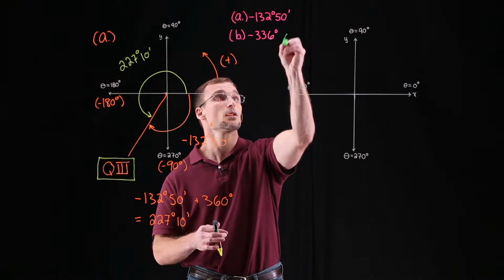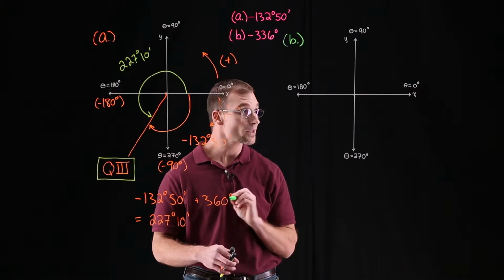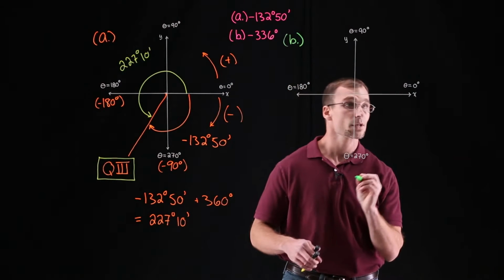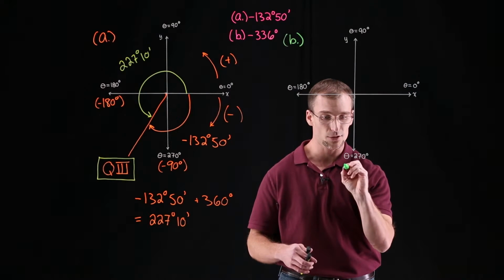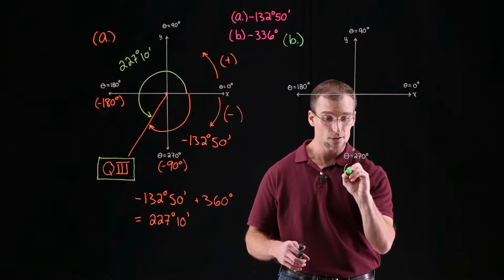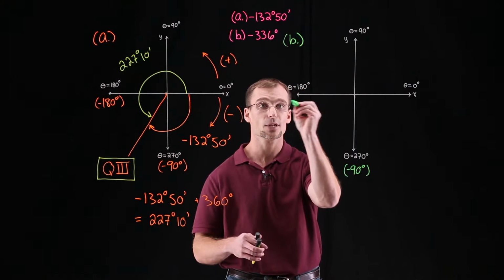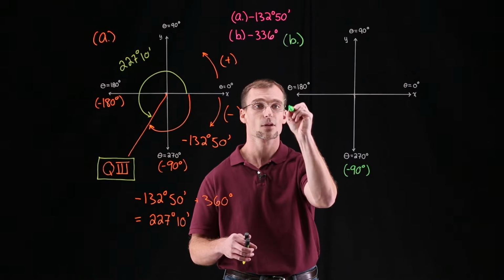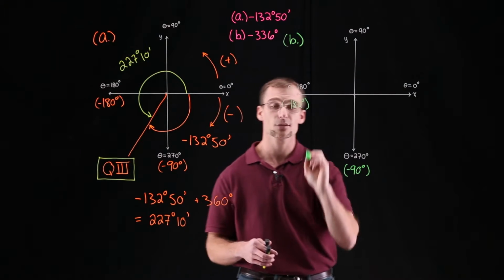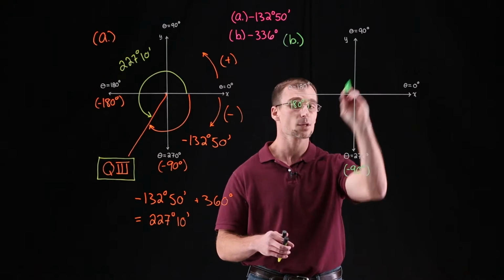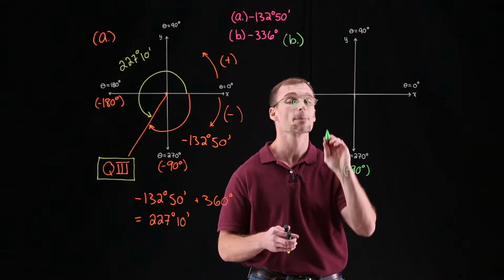For angle B, negative 336 degrees, we're going to note the same thing. From 0 degrees, going in a negative direction, 270 degrees is coterminal with negative 90 degrees, and 180 degrees is coterminal with negative 180 degrees. We're working our way around until we get to a comfortable position where we think negative 336 is going to be.